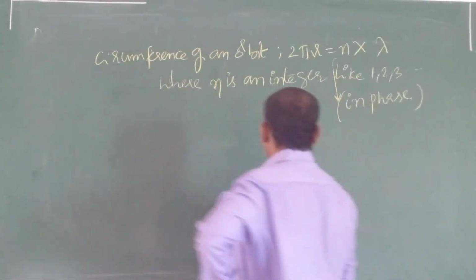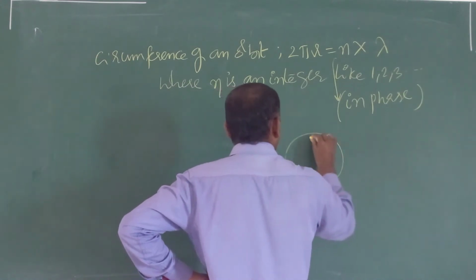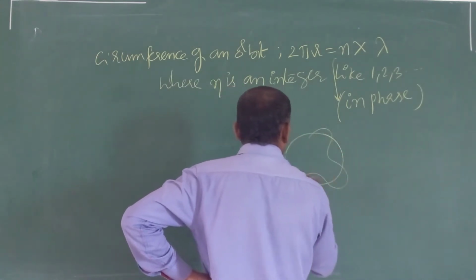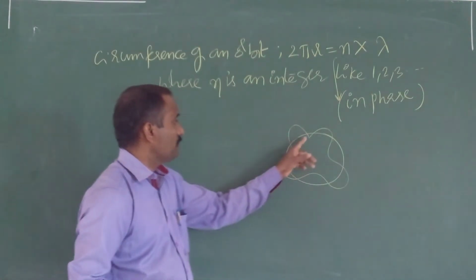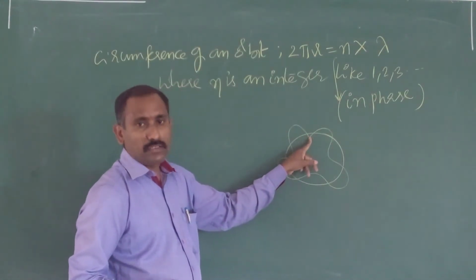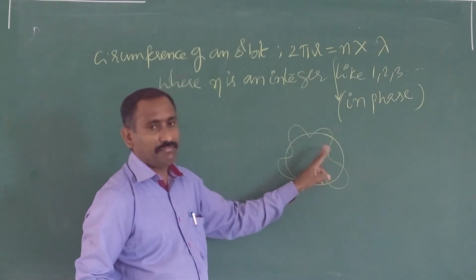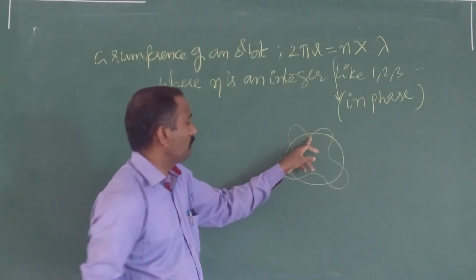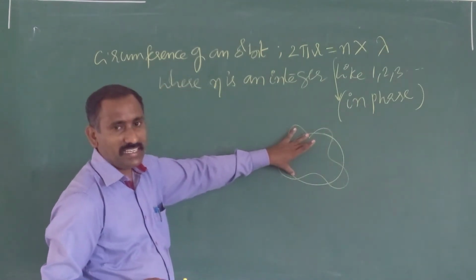In phase. For understanding purpose, I am considering this condition called in phase. In phase means both ends meet together. There is a sequence of crest and trough, and both ends of the wave should meet with each other. That condition is called in phase.